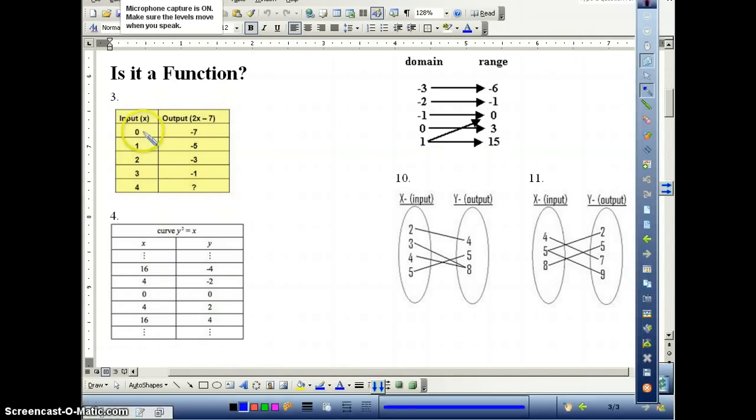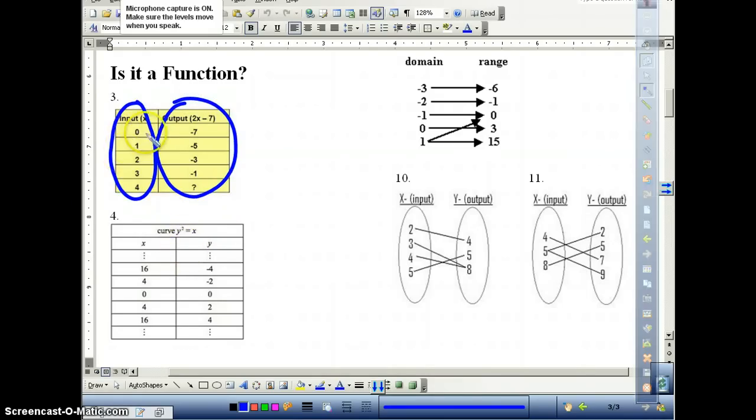Take a look at this table. You could pretend this table's a mapping diagram, and then you could draw your little arrows. 0 goes with -7, 1 goes with -5, 2 goes with -3, 3 goes with -1, and 4 goes with, I don't know, some number. If you looked at that mapping diagram, does each x go with only one y? Yes. Is it a function? Yes, that one is a function.